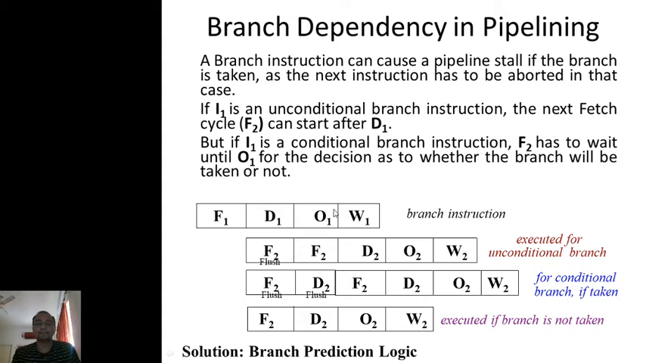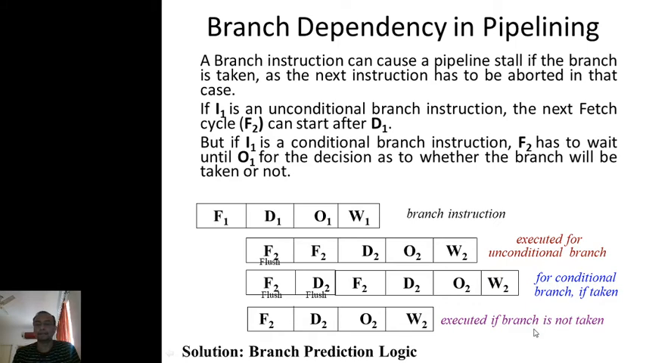Now suppose after this O1, it has calculated the result, and the result says there is no need to take the branch. That means the instruction just after the conditional branch is to be executed, and we have already fetched it. It is also decoded. So the only thing required now is to operate on it and calculate the result. There is no harm here, so the pipeline keeps working, and there is no loss of any cycle time.